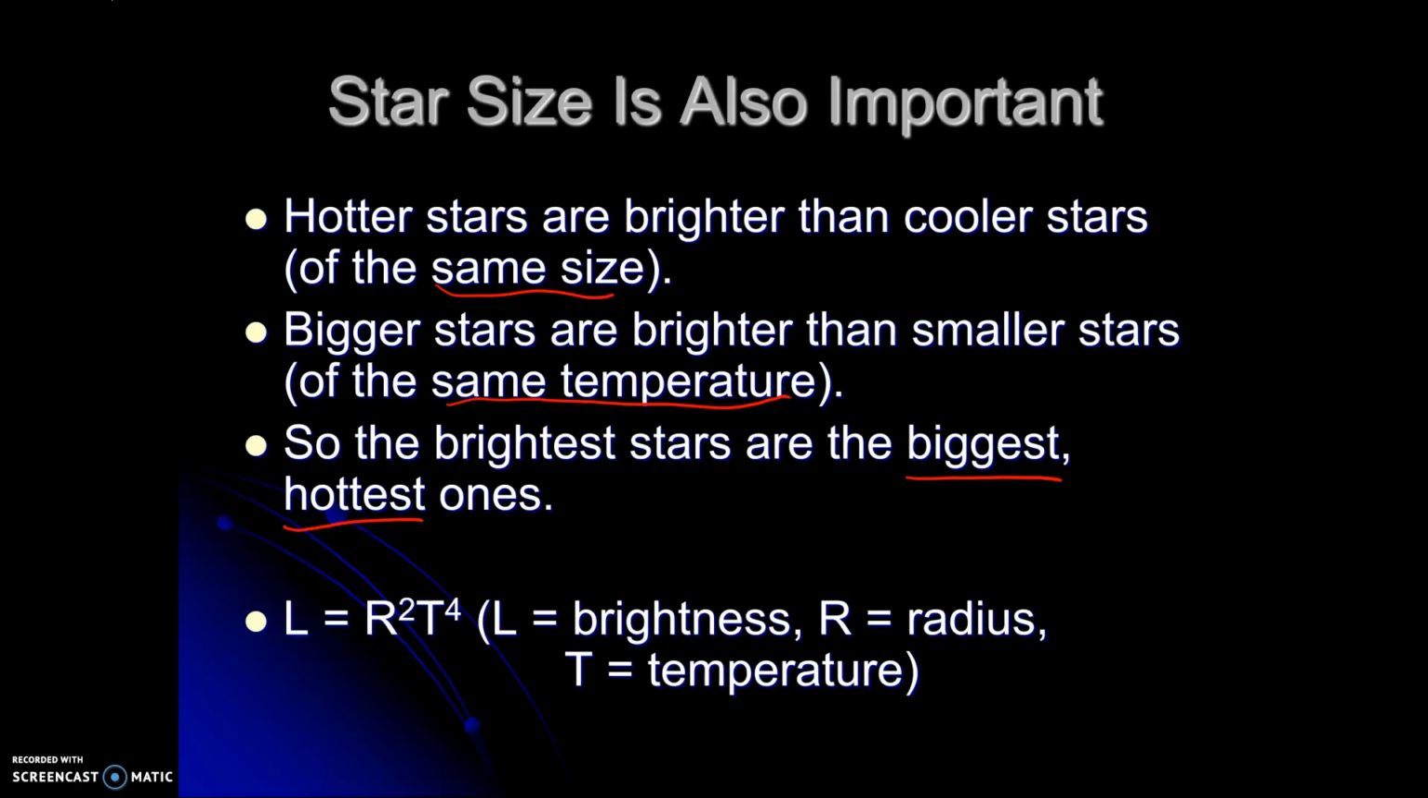And we can actually calculate this with a formula down here. We know L stands for our brightness, or luminosity, and that is going to equal the radius of the star squared times the temperature of the star to the 4th power.